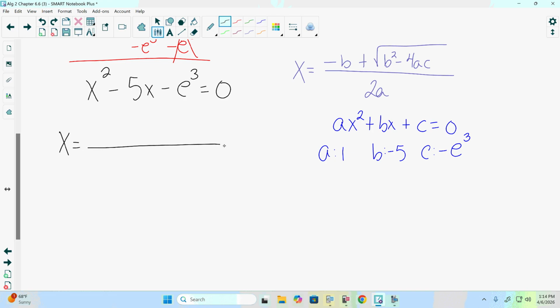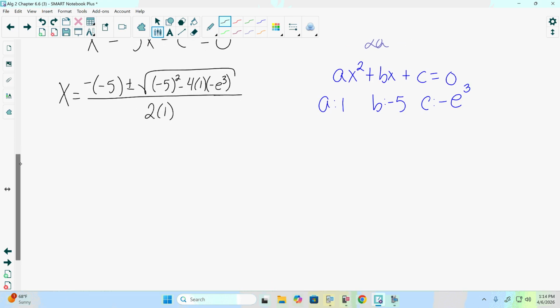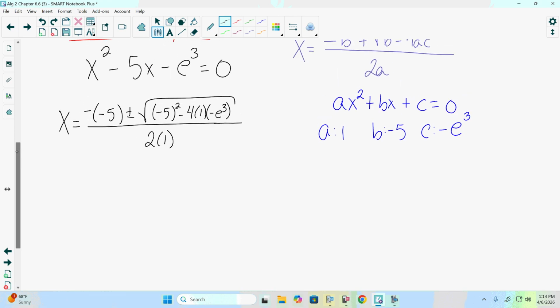So now we can start plugging this back in. Negative b would be negative negative 5, plus or minus the square root of negative 5 squared minus 4 times our a, which is 1, times c, which is negative e to the third, all over 2 times a, 2 times 1. Questions on how we plugged any of this in?